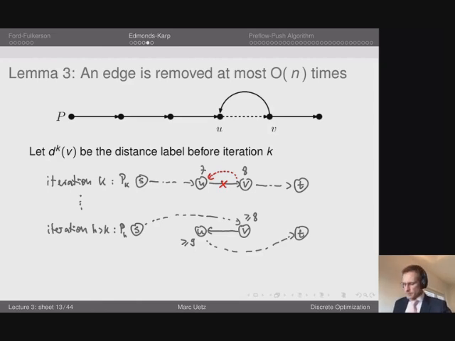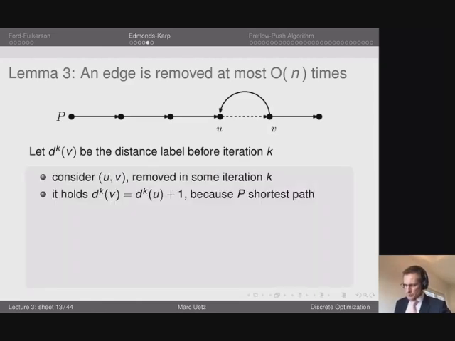Let's try to make this a bit more formal. So we consider one fixed edge from U to V, right? And we consider two consecutive removals of one and the same edge from U to V. So it got first removed in some iteration k. At that point in time, the edge was appearing from U to V.